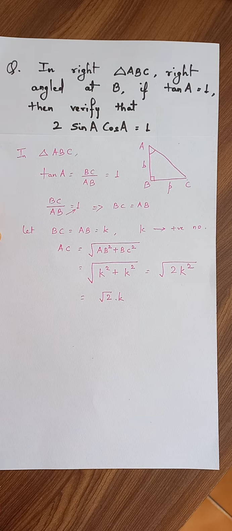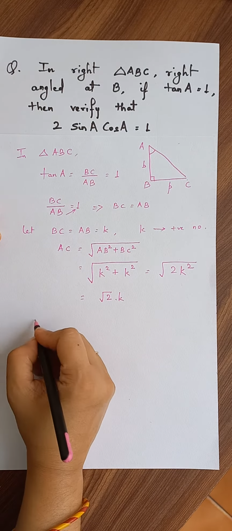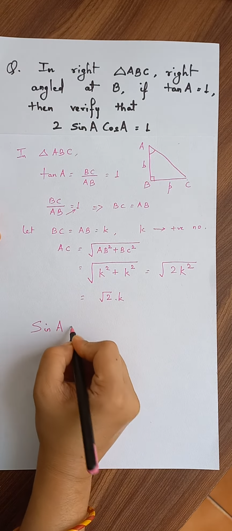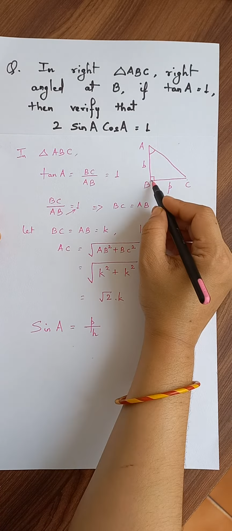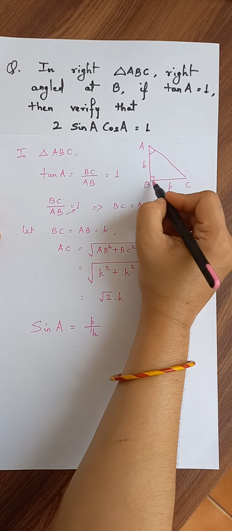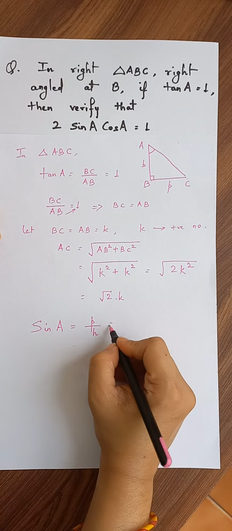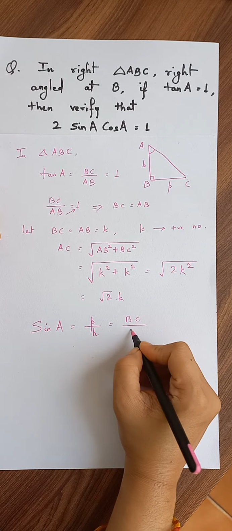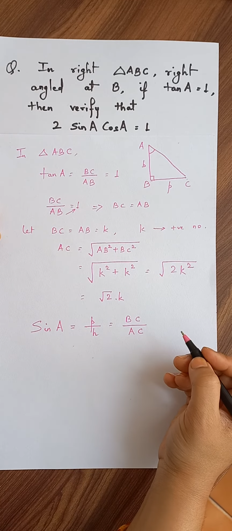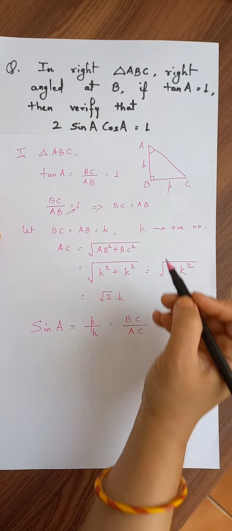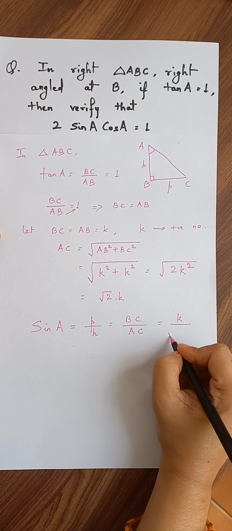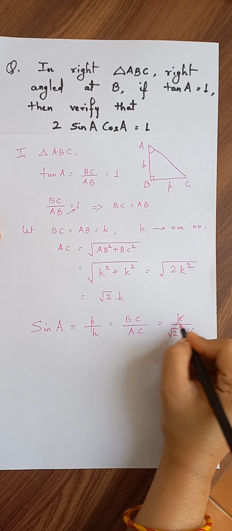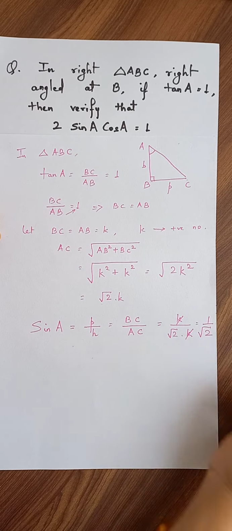Now we have to verify that 2 sin A cos A equals 1. For that we need to find the value of sin A. Sin A, we already know, is perpendicular upon hypotenuse. Here we have already described that with respect to angle A, perpendicular will be BC. So perpendicular is BC and hypotenuse is AC, so BC upon AC. Now put these two values. BC value we have already defined as K, and AC value we found as root 2 K. K gets cancelled out and the value will be 1 upon root 2.